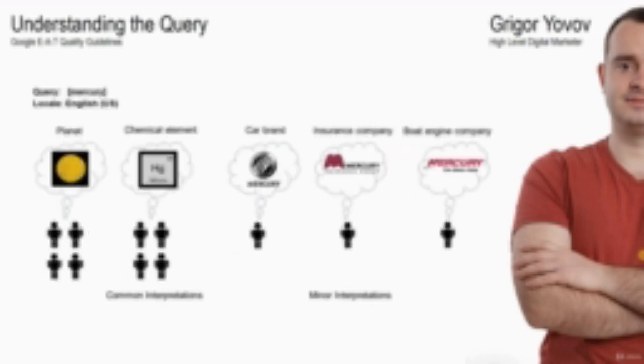Okay, we have another example of words that have multiple meanings, and we have Mercury. Common interpretations are the planet and the chemical element, and minor interpretations are car brand, insurance company, boat engine company, etc.